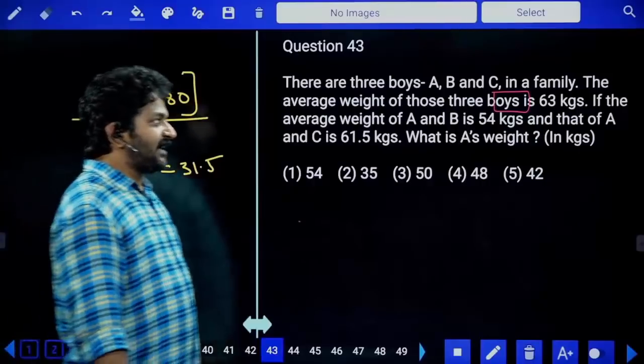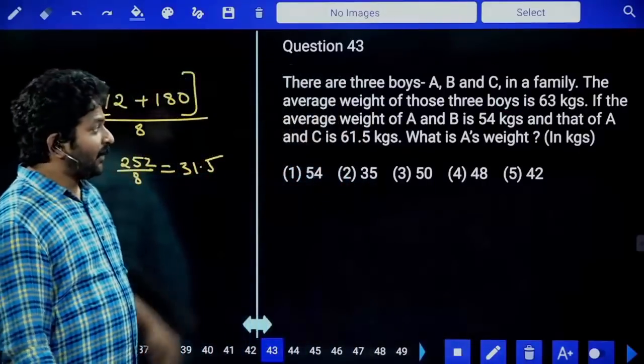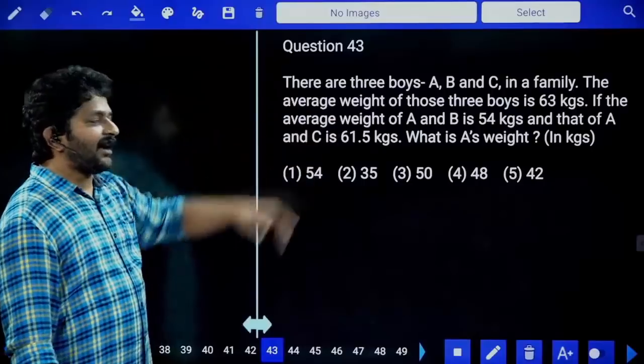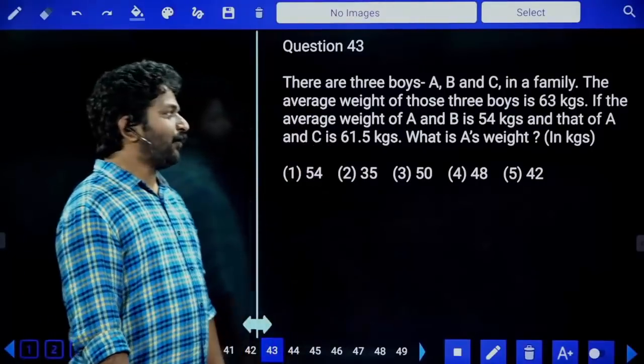There are 3 boys A, B, C in a family. The average weight of the 3 boys is 63. If the average weight of A and B is 54 and of A and C is 61.5, what is A's weight?